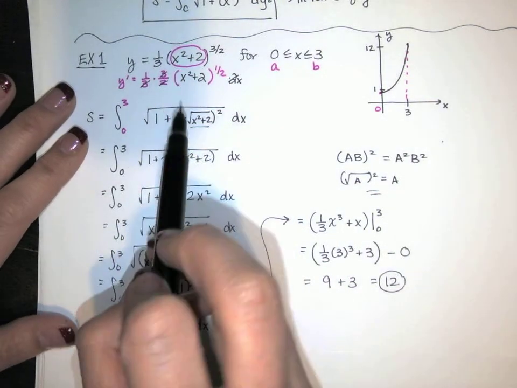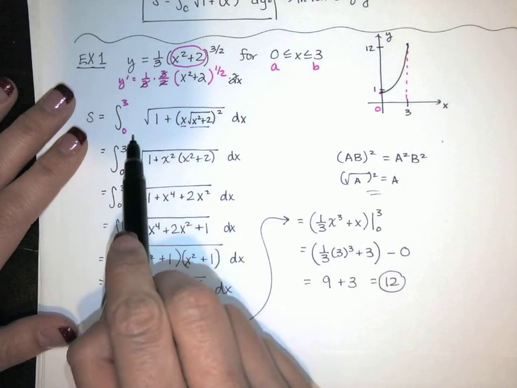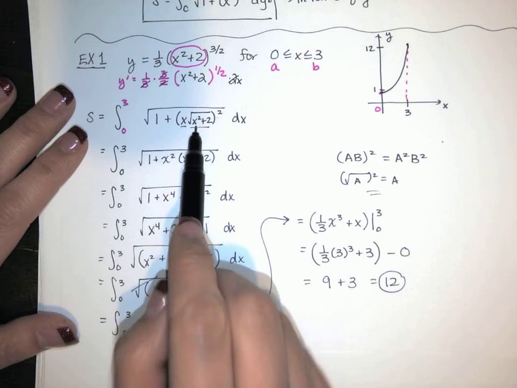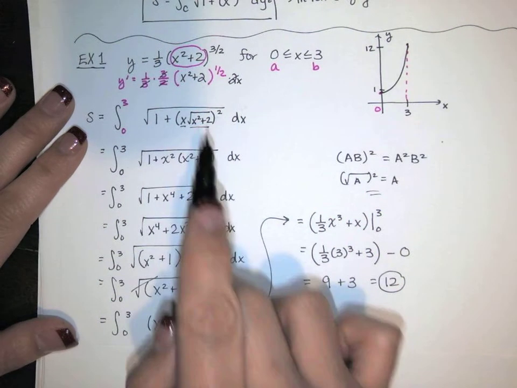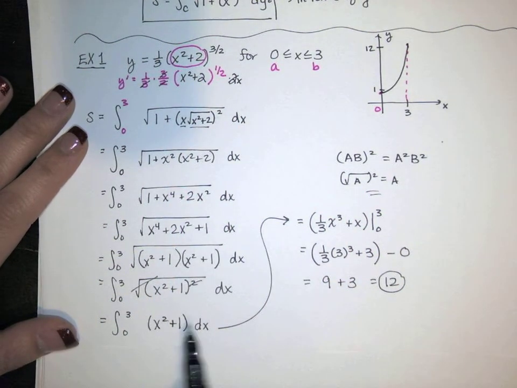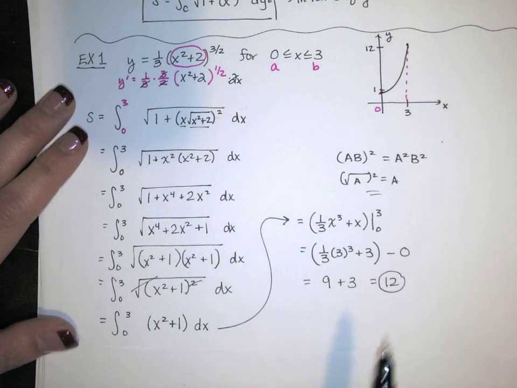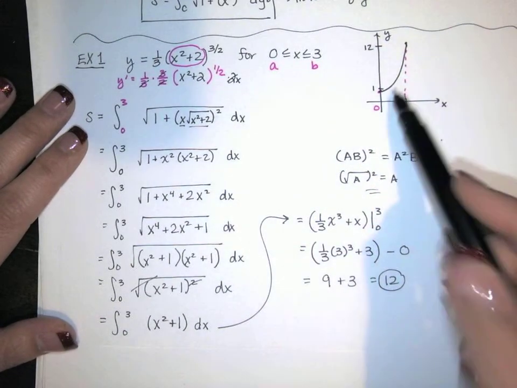Literally all you're doing is identifying a and b, finding the derivative. And then there's a lot of algebra. Often it simplifies to something you can integrate. Then you integrate using the fundamental theorem of calculus, and that's giving you the length of this curve.